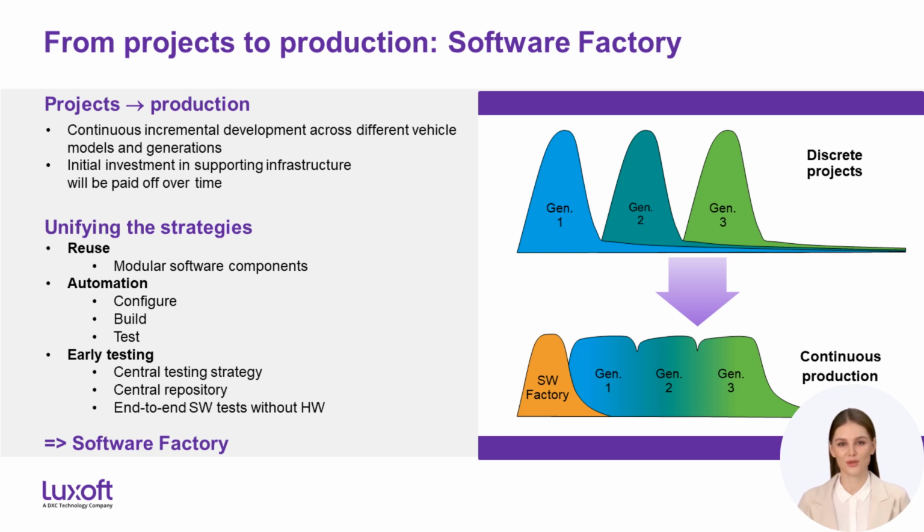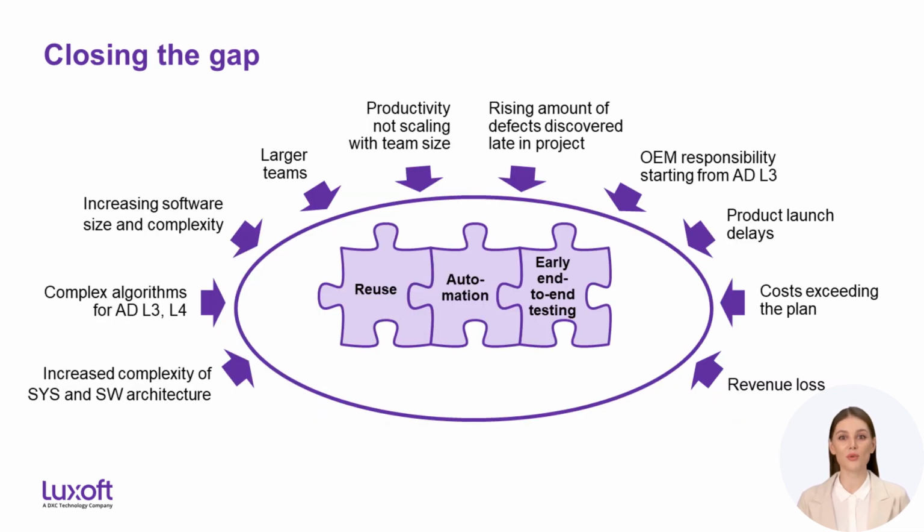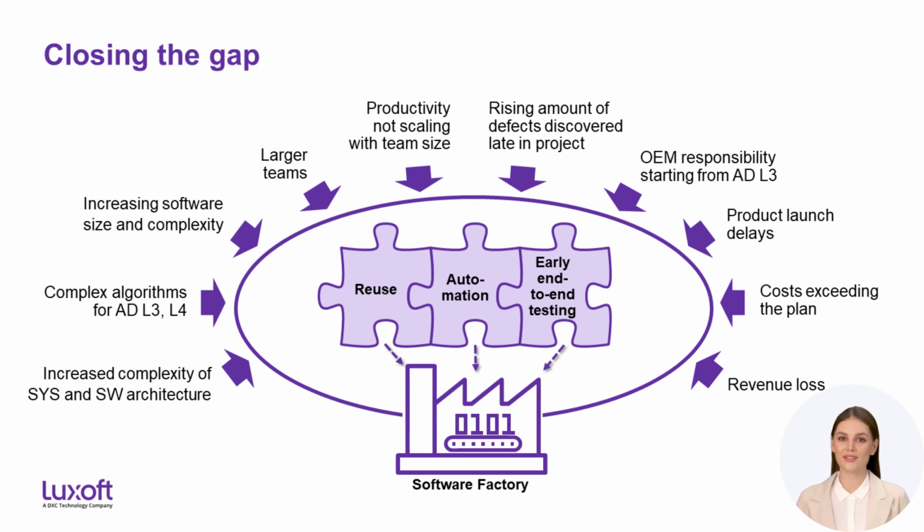In the previous session, I have outlined the challenges related to software development for SDVs. In this session, I have shown how these challenges can be overcome by software and documentation reuse, process automation, and early end-to-end testing. Ideally, all these strategies will be employed together in the form of a software factory, which is our recipe for reducing the gap between the demand and the capabilities in software development for SDVs.